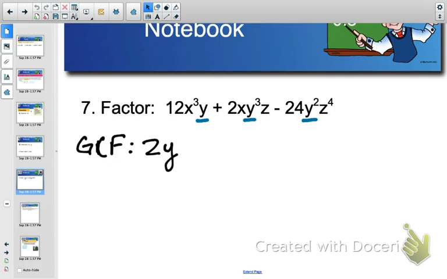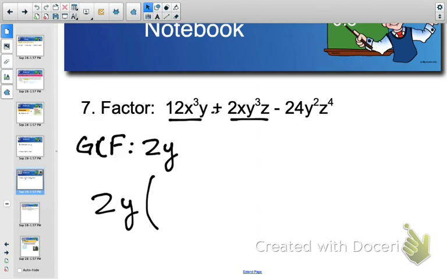Now if we look at z's, this one doesn't have any z's. This one has 1, that one has 4. But because the first one doesn't have any, we can't take any z's out. So really your GCF in this one is just 2y. So we take that out, 2y, outside the parentheses.